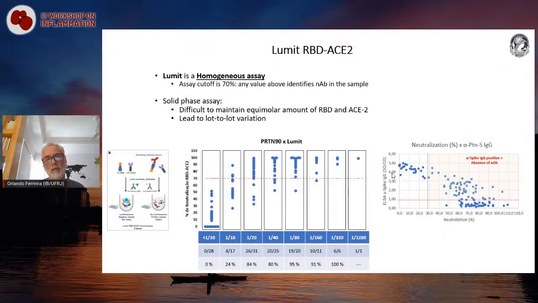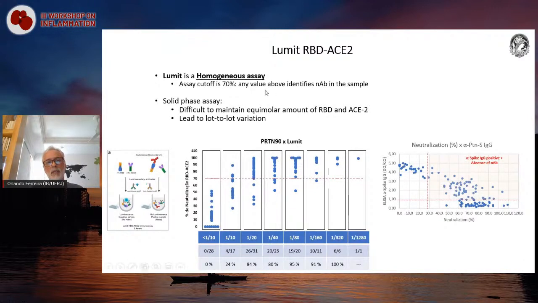So we looked in the literature for an option to use a simple assay that would be able to screen lots of people and would be easy to do. So we encountered this Lumit assay, which is a homogeneous assay. A homogeneous assay is an assay that doesn't need a solid phase to separate the immunocomplex that was formed during the antigen and antibody recognition.